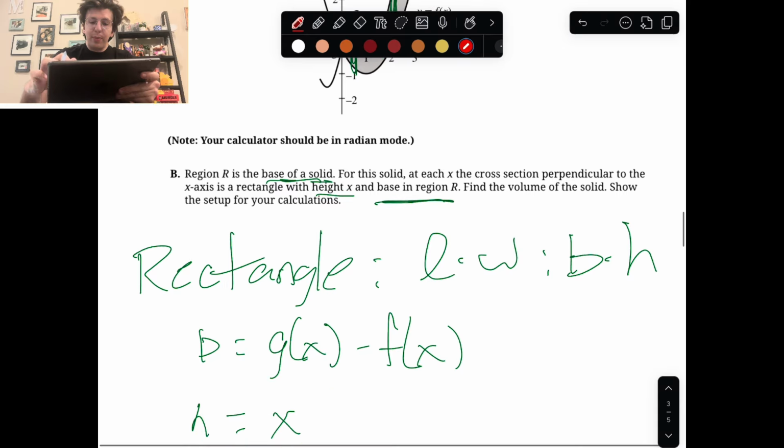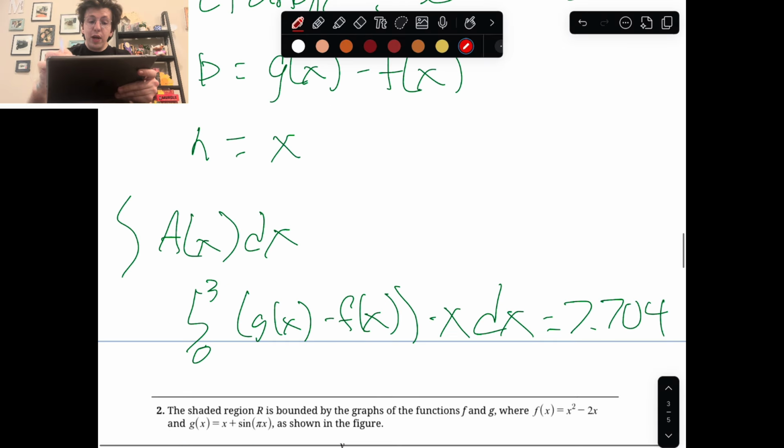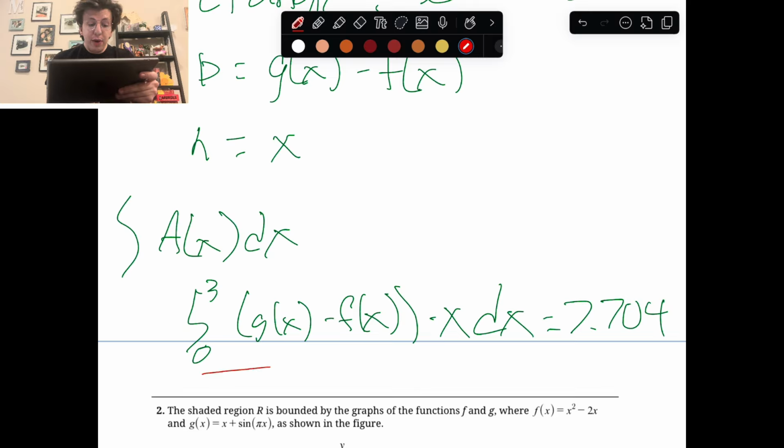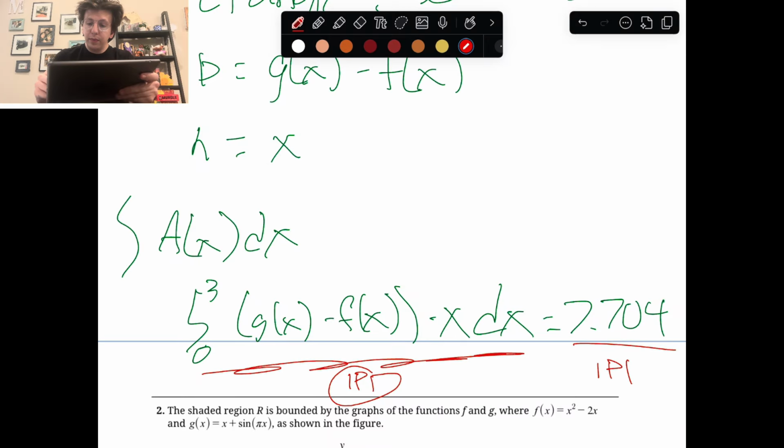All right, let's go to problem number 2. You got 1 point if you had the correct integral, and you also got another point if you got the answer of 7.704.